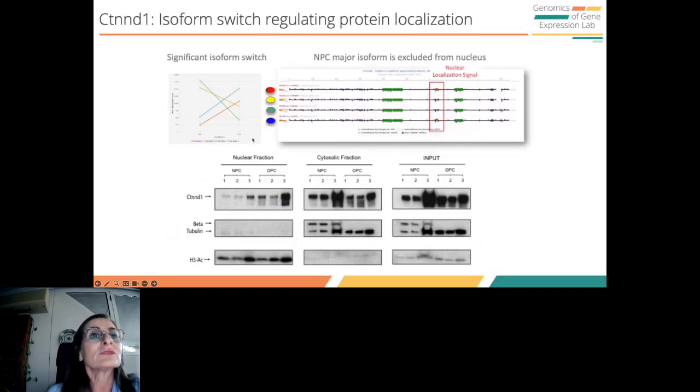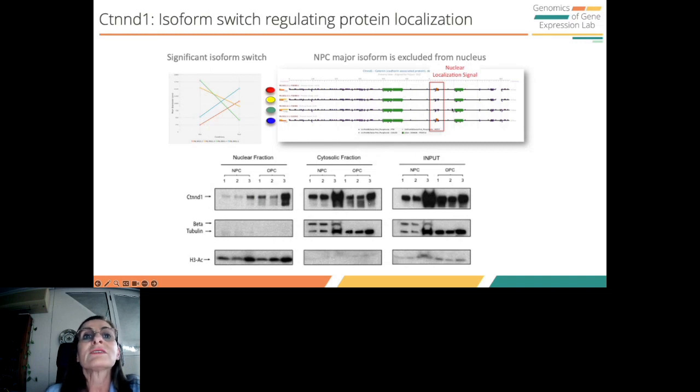This is also an example of the things that you can find. This is one of the genes that had differential isoform usage, but not differential gene expression. It has 4 isoforms, and you can see that 2 of them are high in progenitor cells and low in oligodendrocytes, and 2 others have the opposite pattern.